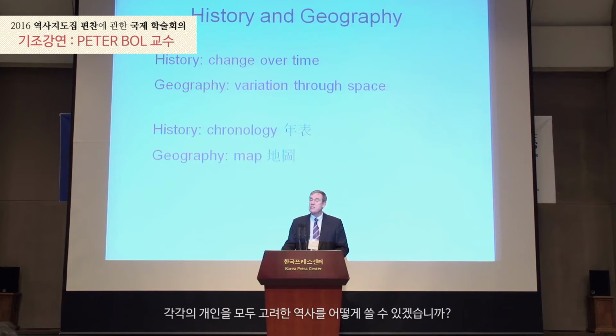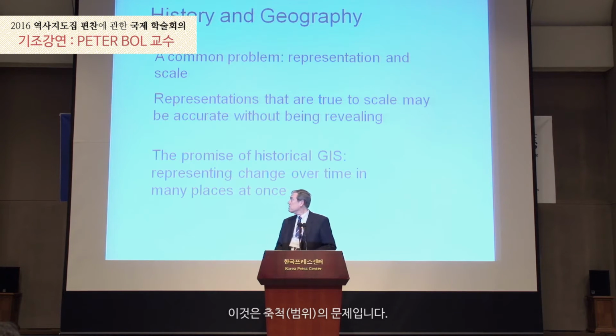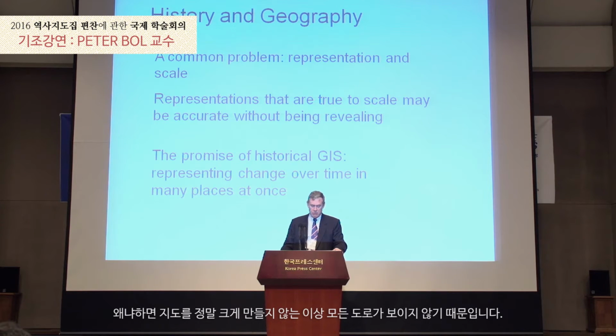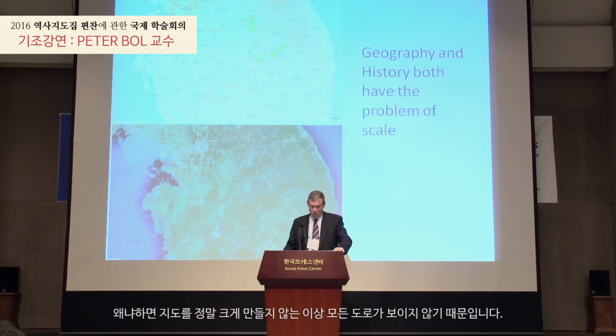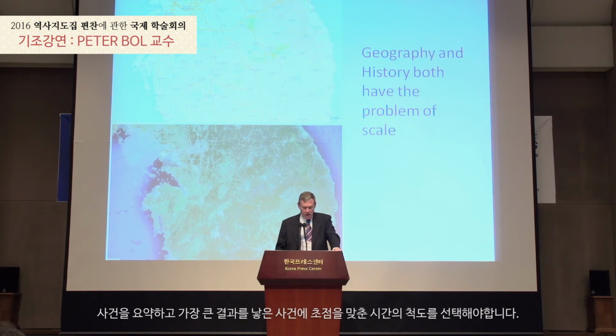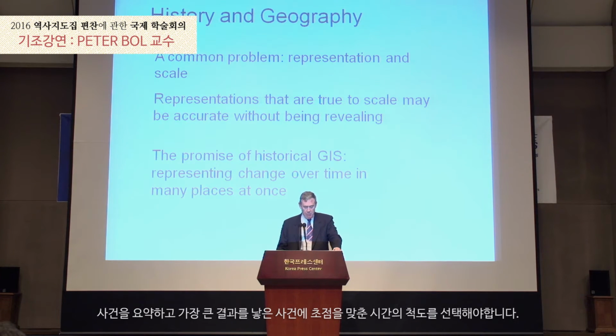How could we ever write a history that took everybody into account? This is, I think, a problem of scale. A national roadmap that is truly to scale would not be useful at all, since all roads would be invisible unless the map was so large that it was no longer useful. So too with history. We have to choose a time scale that allows us to summarize events and focus attention on those that have the greatest consequences.